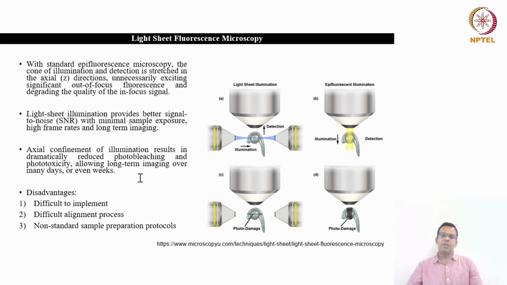As we saw the zebrafish embryonic development, right? This process takes a few days. So you need to image that sample for a few days. So obviously you need to reduce the photo bleaching and phototoxicity. Only with the light sheet microscopy is it possible to reduce phototoxicity and photo bleaching so that your fluorescence will remain for at least a few days.